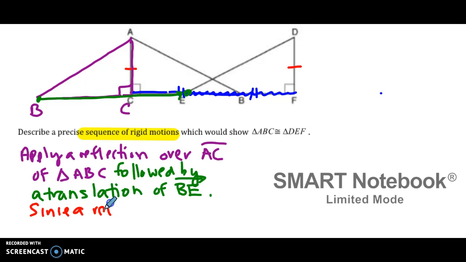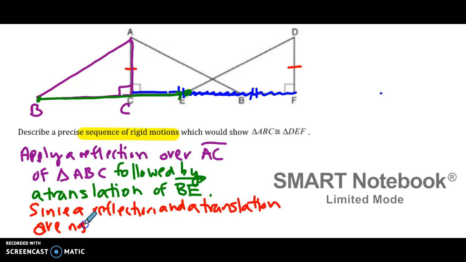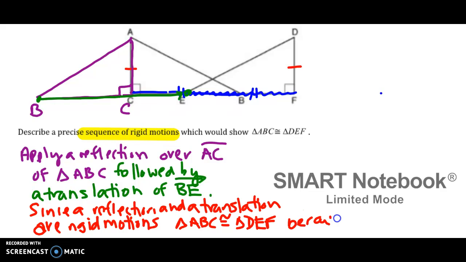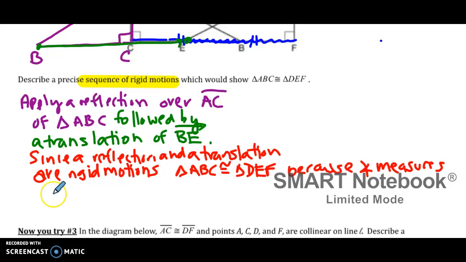Since a reflection and a translation are rigid motions, triangle ABC is congruent to triangle DEF because angle measures and side lengths are preserved.